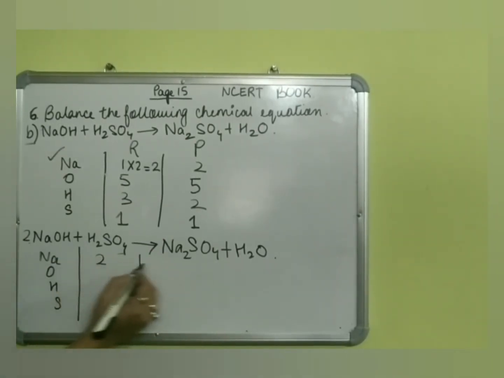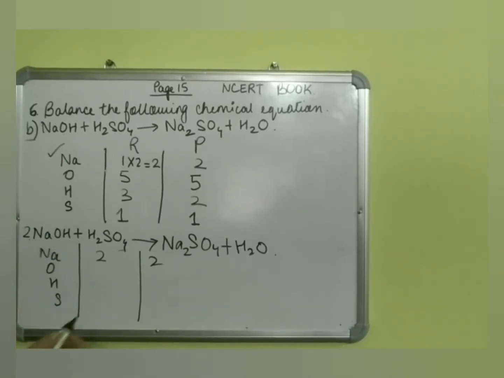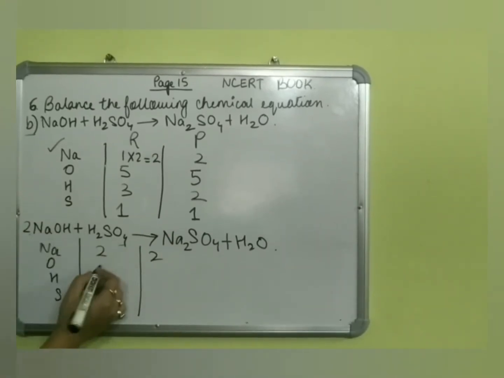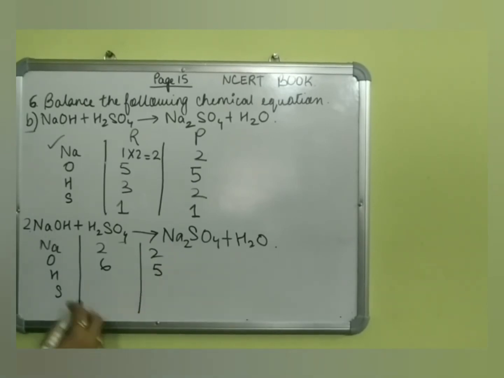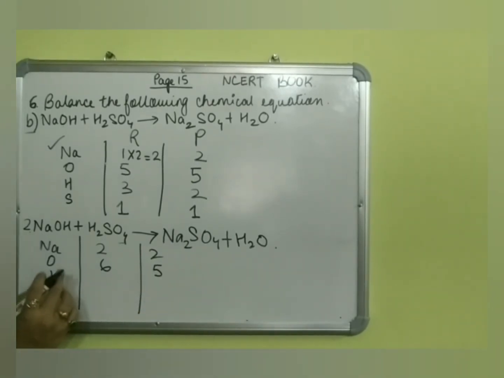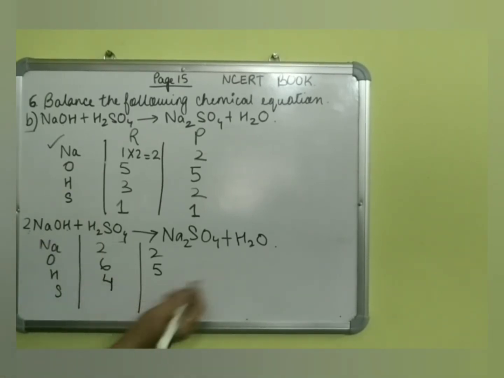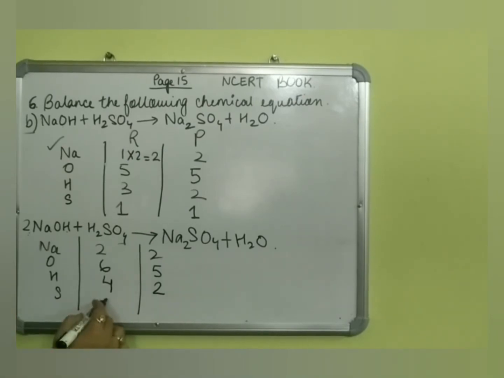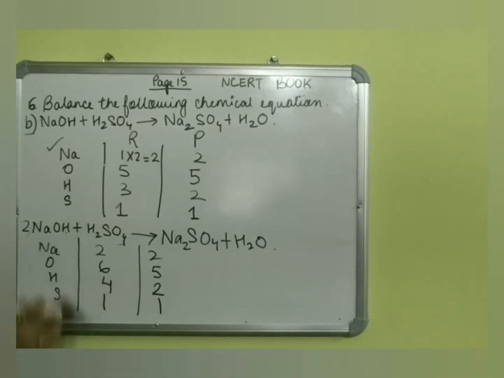So the number of Na is 2 and 2. Oxygen, we have a new number of oxygen. Now we will get 2 O plus 4 O, it will be 6 oxygen, and in the product side 5. For hydrogen we have 2 hydrogen plus 2, it will be 4, and in the product we have 2. For sulfur, 1 sulfur atom, and again in the product side 1 sulfur atom.